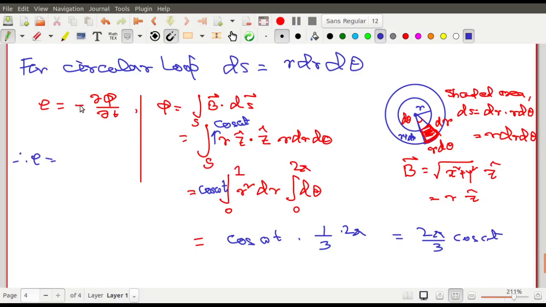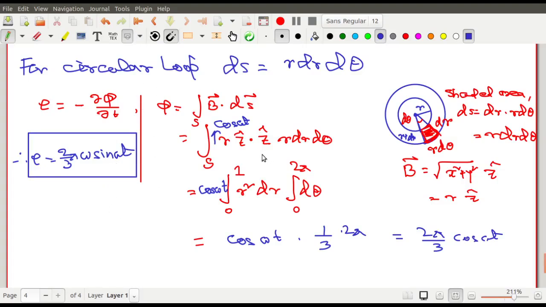So e equals minus del phi del t. If you just differentiate this, it comes out to be 2/3 pi omega sin omega t. Right? After differentiating, that is what we get. Because the derivative of cos omega t is minus sin omega t. So that is what you have, right? So that's how to solve the problem.